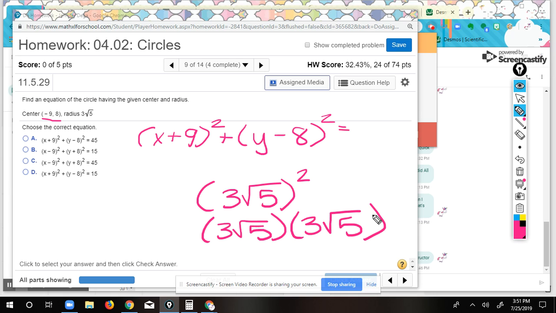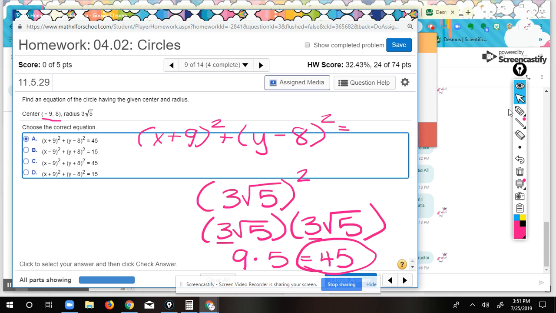What we actually do is we end up multiplying the numbers in front, so it's 9. And then radical 5 times radical 5 is radical 25, which is just 5. And 9 times 5 is 45. So we are looking at +9 minus 8 and a 45. We're looking at A.